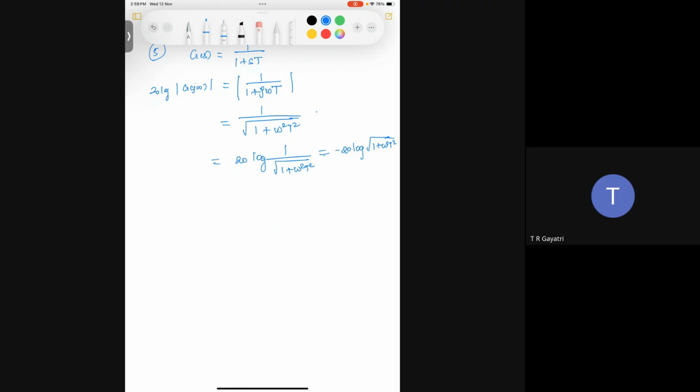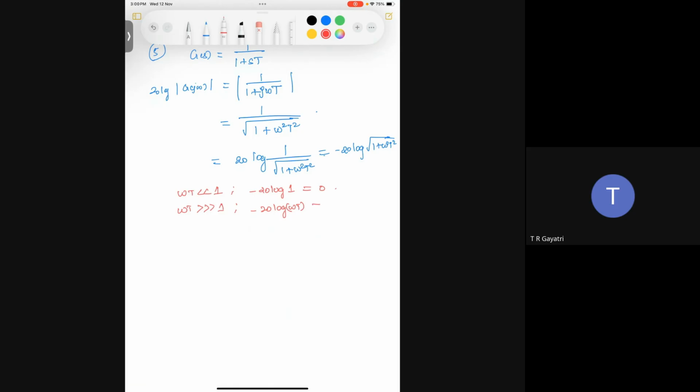If I approximate around some point, for example if omega T is very much less than 1, it is negligible and you are left with only 20 log of 1, which is 0. If omega T is very much greater than 1, the 1 will be negligible, and it will be 20 log of omega T.